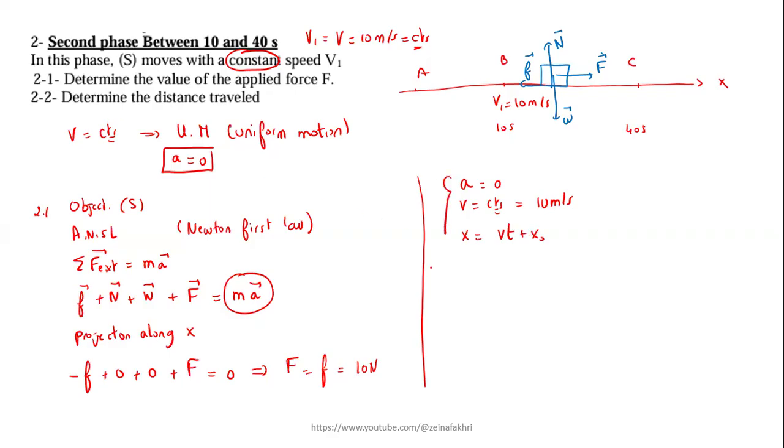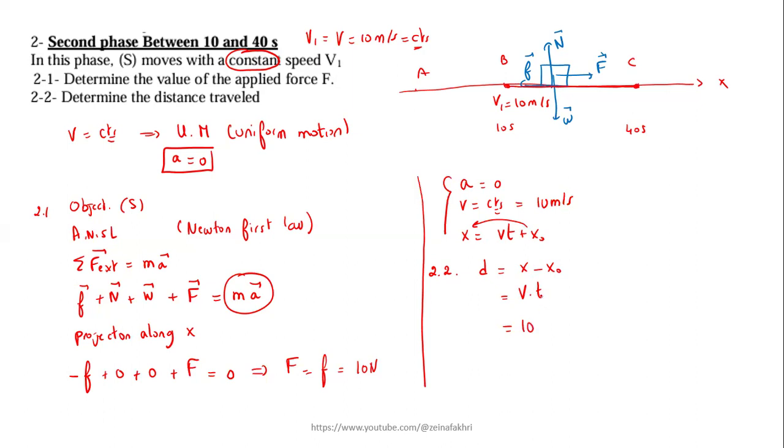Now, part 2, the question is to determine the distance traveled. The distance traveled in this phase is moving from B to C. So this distance is being traveled. When I talk about distance traveled, this means D, equal to X minus X0. I notice that it gives V multiplied by T. The speed is constant, I know it's equal to 10.